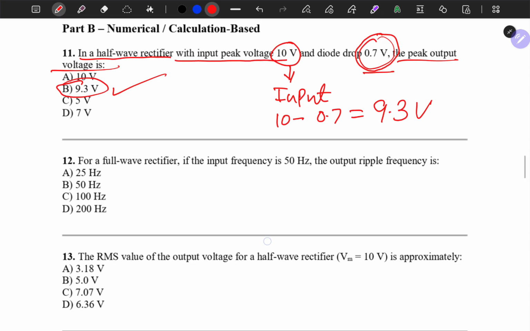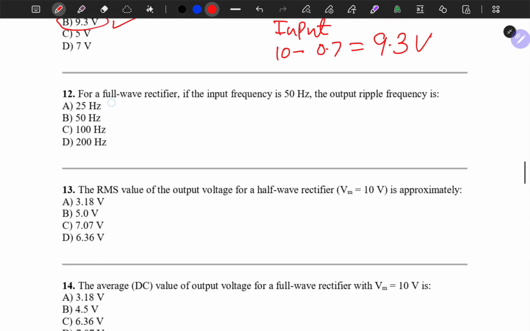In question 12, for a full wave rectifier, the input frequency is 50 Hz. The output ripple frequency is, as we are talking about full wave, doubled, as we said in the previous question. So the correct option will be 100 Hz because the input is 50 Hz.